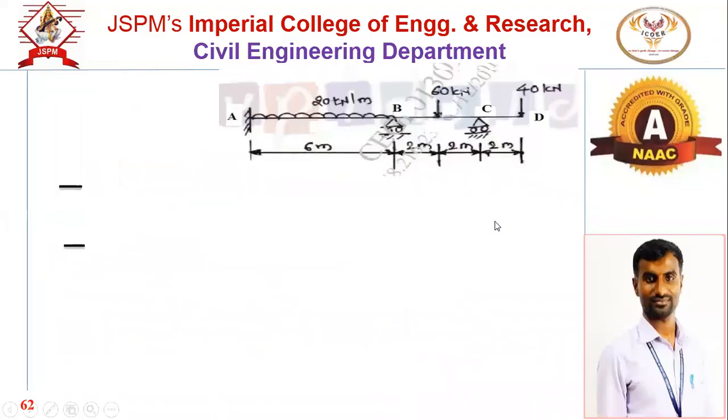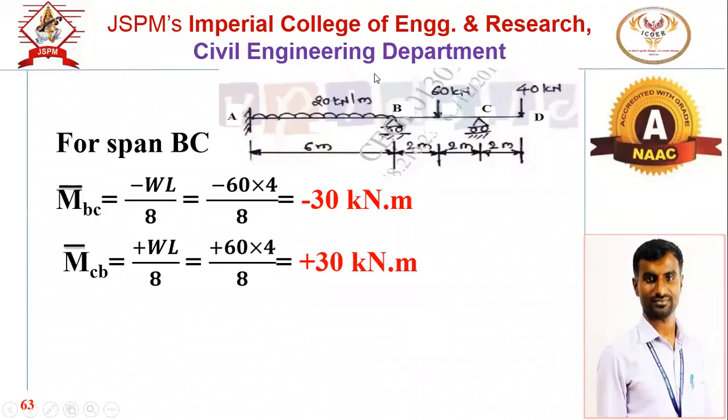Next for BC span. Again, if you observe the BC span, it is subjected to the central point load. So again, fixed end moment will be equal and opposite. Central point load fixed end moment formulas are minus plus WL by 8. So W is 60, L is 4. So the fixed end moment will be 30. Minus 30 kilonewton meter, plus 30 kilonewton meter. Equal and opposite, as loading is symmetrical.